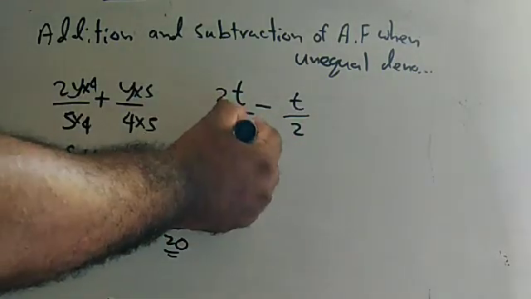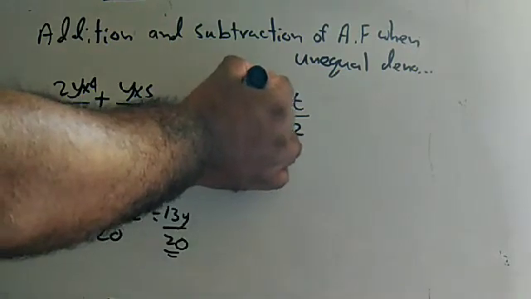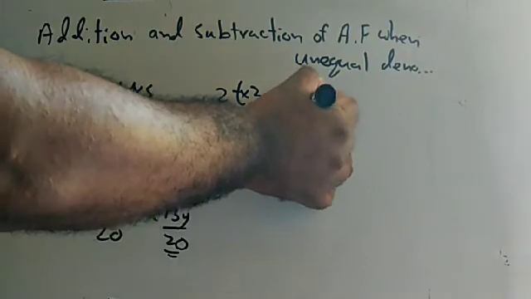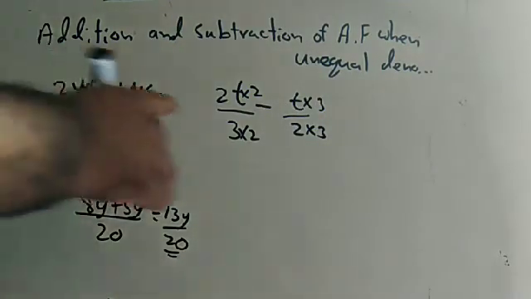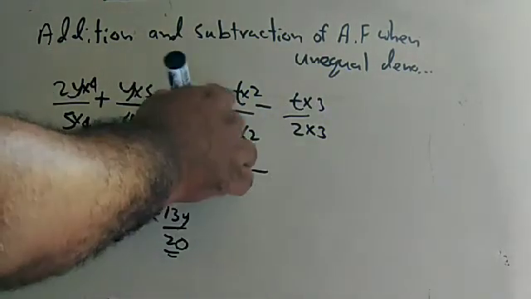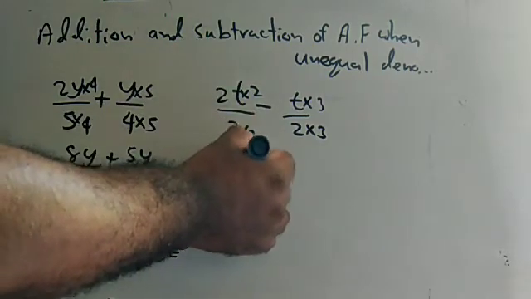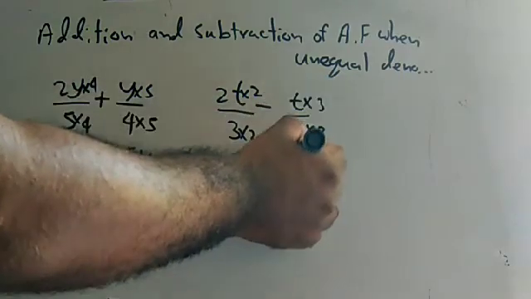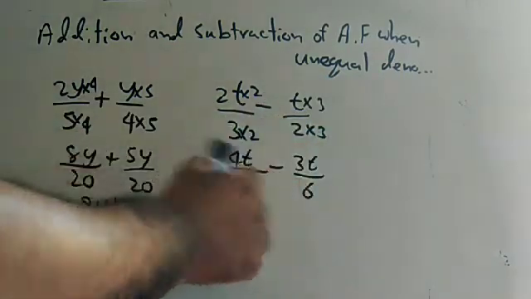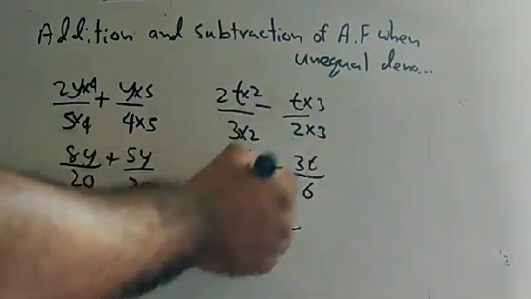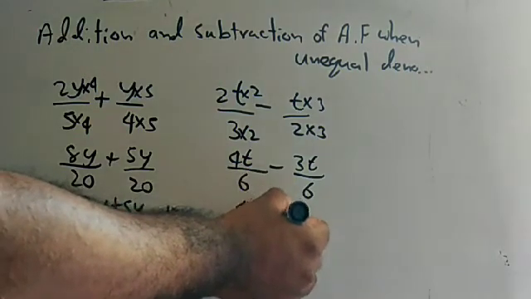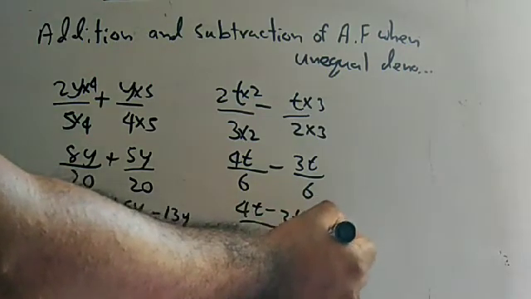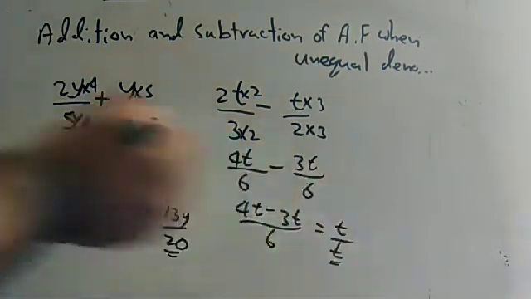Then to make 6, 3 should multiply by 2. This also multiplies by 2. To make 6, 2 should multiply by 3. Multiply by 3. Now 3 into 2, you can see 6. 2t into 2, 4t. Minus 2 into 3, 6. 2 into t into 3, 3t. Right, now 6 is common. When we subtract numerators, 4t minus 3t. Now this is like terms, 4t minus 3t, t, t upon 6. This is the final answer.